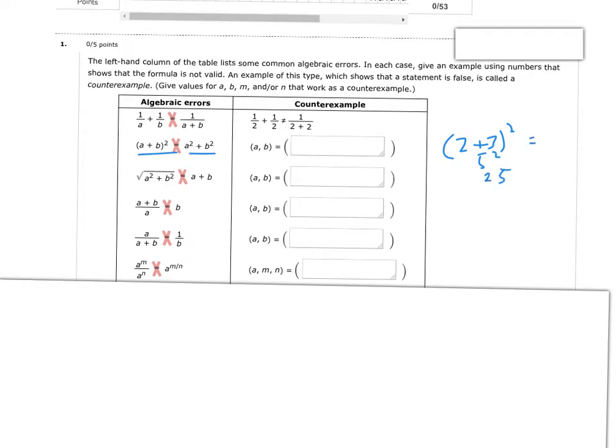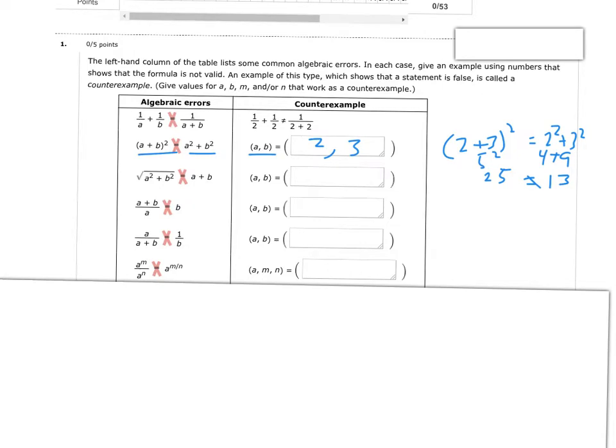And then if I did it on the other side, it would be 2 squared plus 3 squared, so that's 4 plus 9. Which is obviously not 25, but rather 13. So by using 2 and 3 for A and B, I kind of proved it wrong. And so my answer here is going to be 2, 3. You can see that they just kind of wanted me to match that format of the numbers I chose.